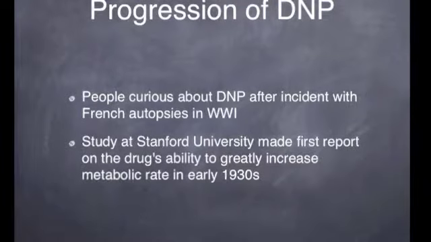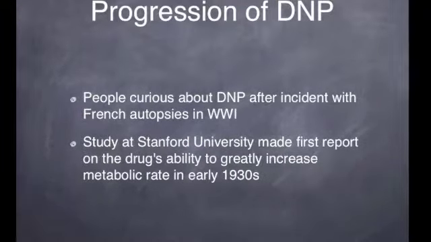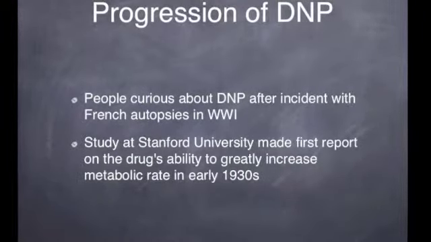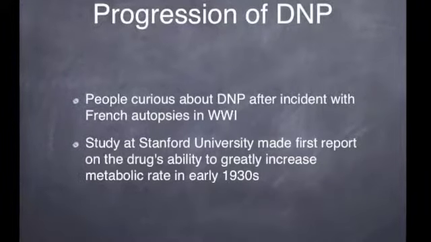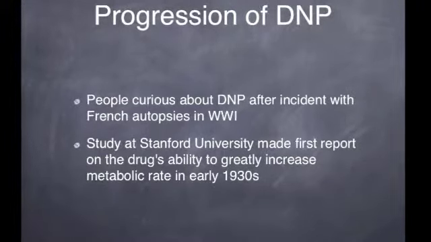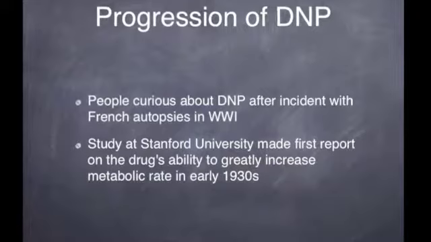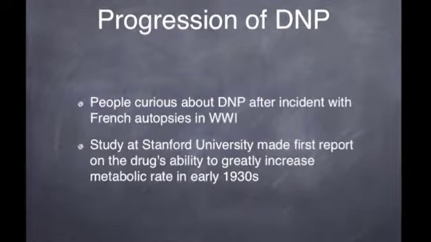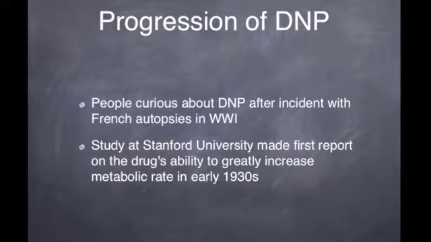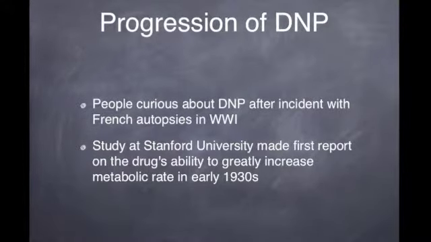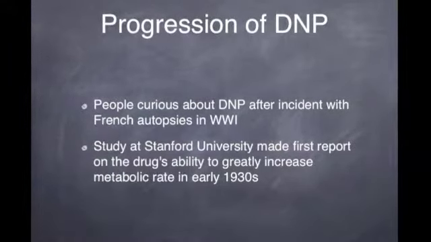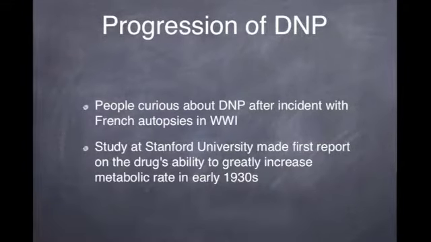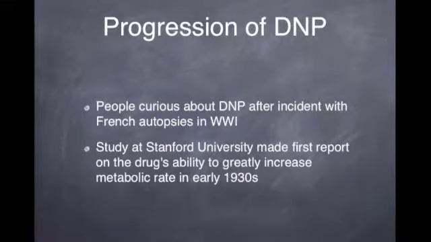Now moving on to the progression of DNP. People began to become curious about DNP after the incident with the French autopsies in World War I, and a study was conducted at Stanford, and a first report was made on the drug's ability to greatly increase metabolic rate, and this all occurred in the early 1930s.